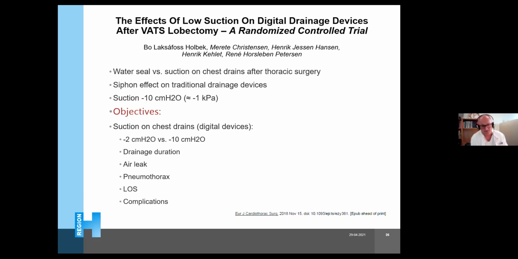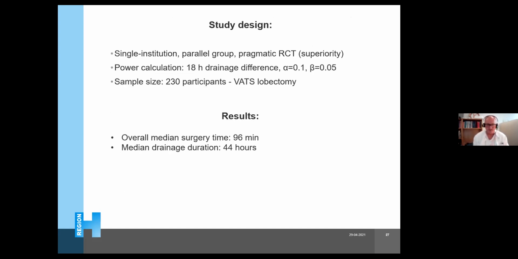In our clinic, we have 24 units of Medela Thopaz, so we use that for all our patients. Traditionally, we had a suction level of -10 as long as they had the tube. So we randomized those patients to either -2 or -10, and then looked at drainage duration, air leak, pneumothorax, length of stay, and complications. It is an open randomized study, with a power calculation based on 18 hours of difference, sample size 230 VATS lobectomies, only lobectomies. Overall surgical time was 1.5 hours, median drainage duration 44 hours.